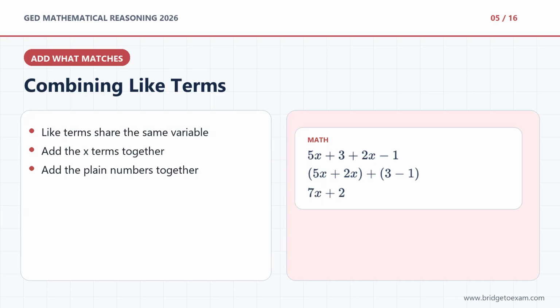Like terms have the same variable, we can add or subtract them. Look at 5x plus 3 plus 2x minus 1. Group the x terms together. 5x plus 2x makes 7x. Then group the plain numbers. 3 minus 1 makes 2. So the whole expression simplifies to 7x plus 2.